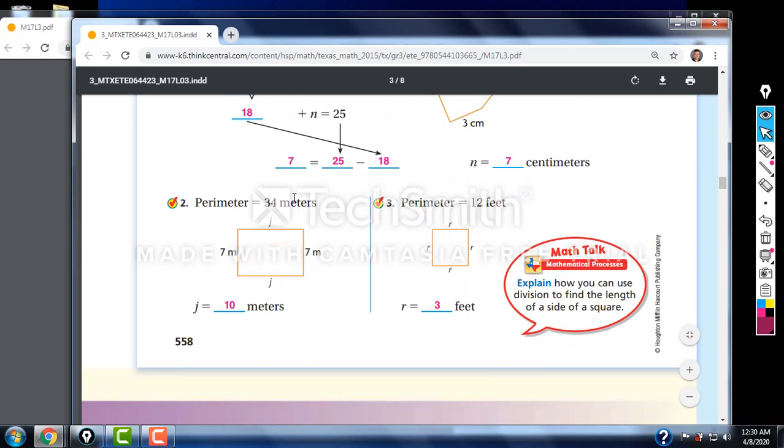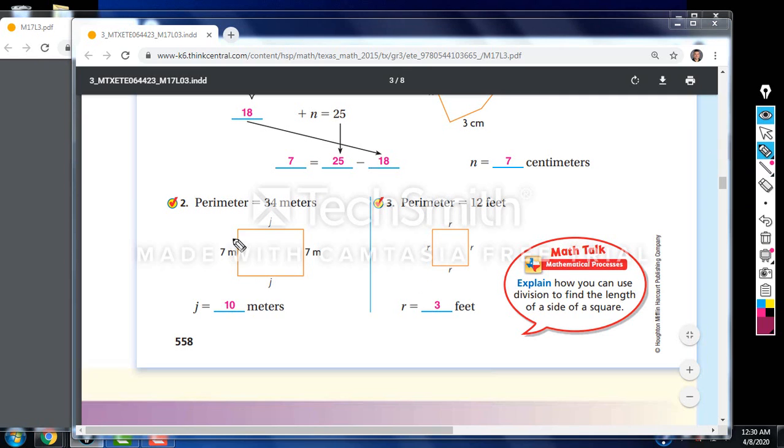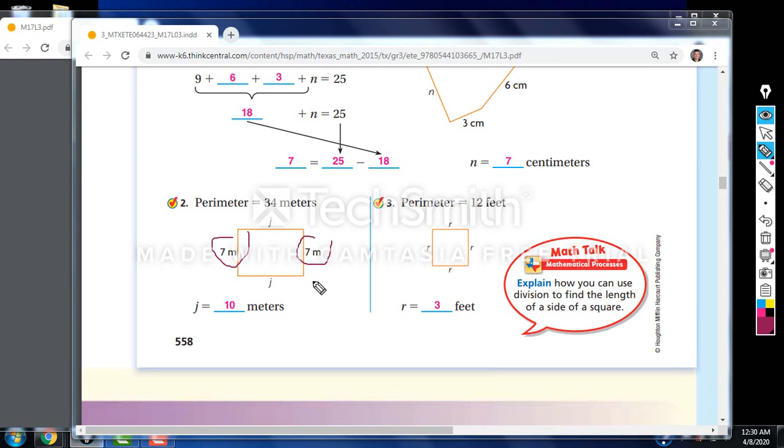The perimeter is 34 meters, but they give you these two. So the same thing with the last one. We add those two. That's 14, and we subtract it from 34, and that gives us 20. But remember, we have two sides. And we divide that by 2, that gives us 10. Okay, here we know the perimeter is 12 feet. We know it's 4 sides, just like the ones we did. So yes, 4 times 3.